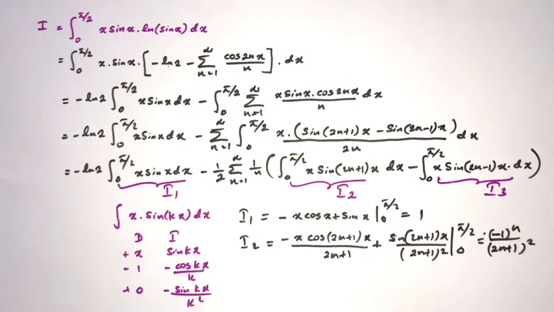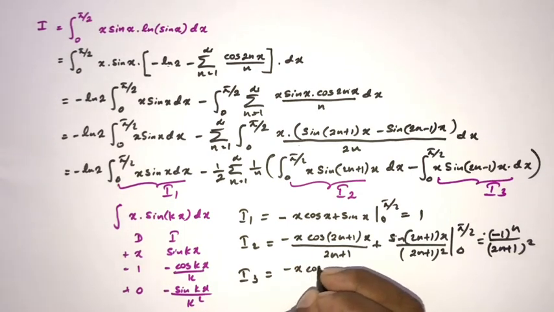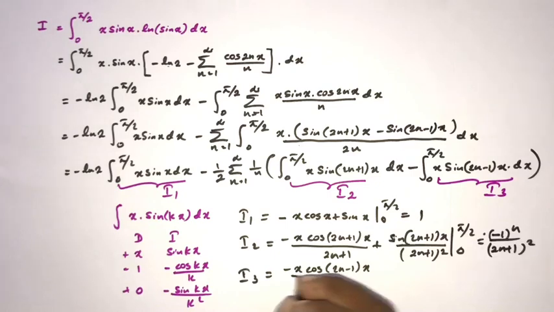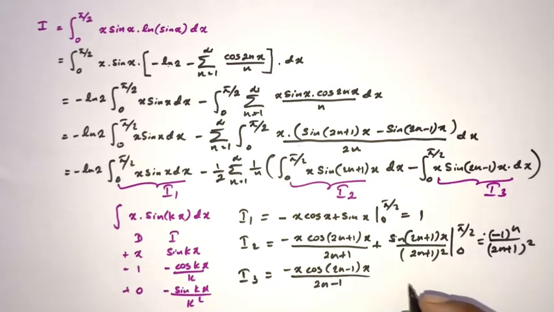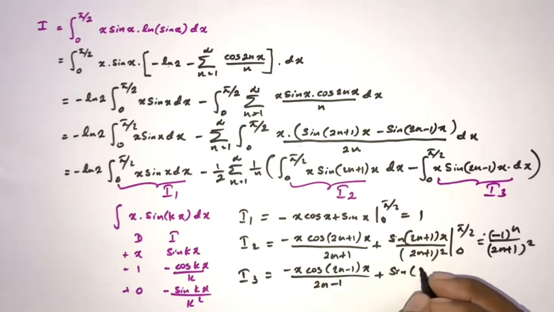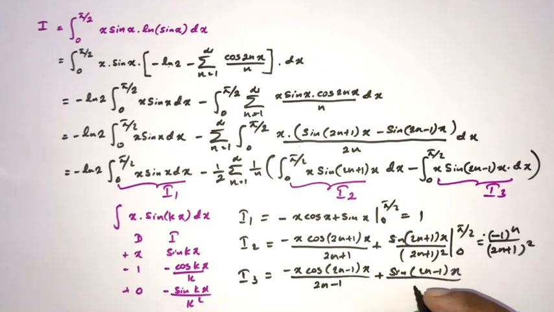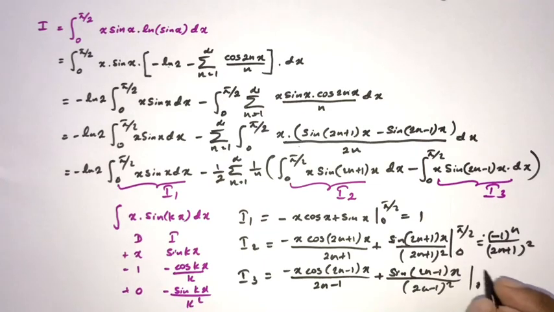Okay, then we have to evaluate I3. So I3 we know, now instead of k we have 2n minus 1, so minus x cosine of (2n minus 1) times x over (2n minus 1) plus sine of (2n minus 1) times x over (2n minus 1) squared, from 0 to 5 over 2. If we apply a limit, we know this part is also 0. Then here we have minus 1 to the n over (2n plus 1) squared.